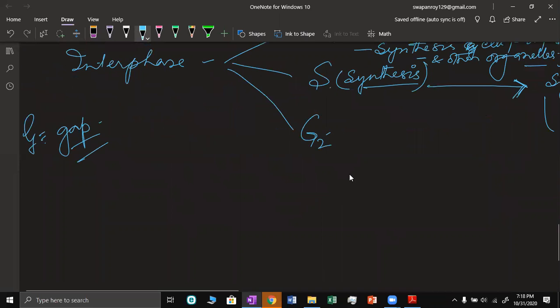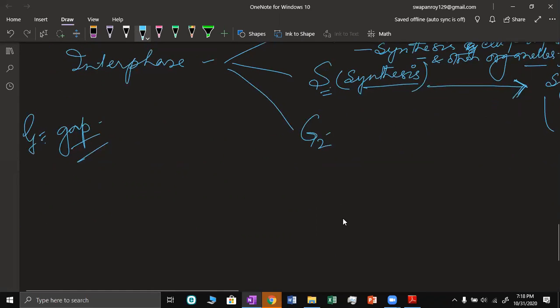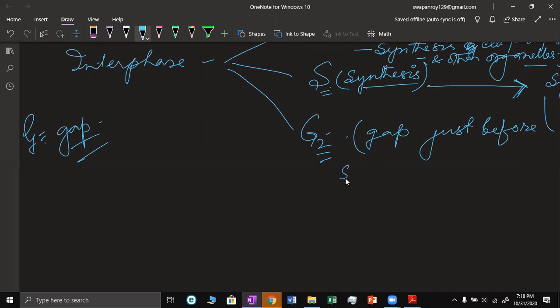After the S phase, the synthesis, then the cell is in the G2 phase. G2 phase is a gap just before the start of mitosis, that is the actual division.